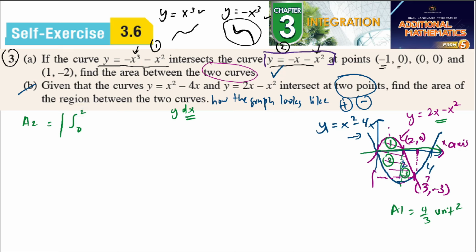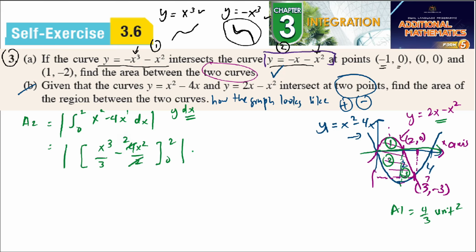But this one, the graph that is attached to the x-axis is the blue one. The blue one is x squared minus 4x dx. See here, x squared minus 4x. So when you integrate, just put the modulus first. So x squared will become x cubed over 3 minus 4x squared over 2, because x is actually power 1, so it becomes x squared over 2, from 0 to 2. So you can cut 4 and 2. So you have here modulus, x cubed over 3 minus 2x squared, 0 to 2.